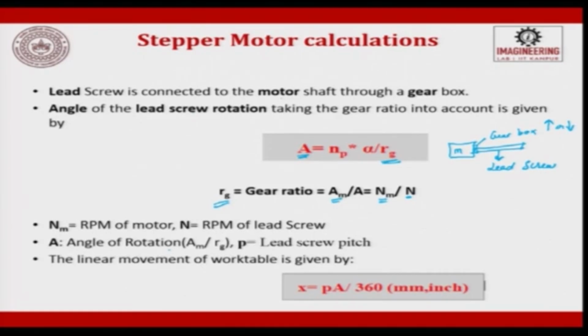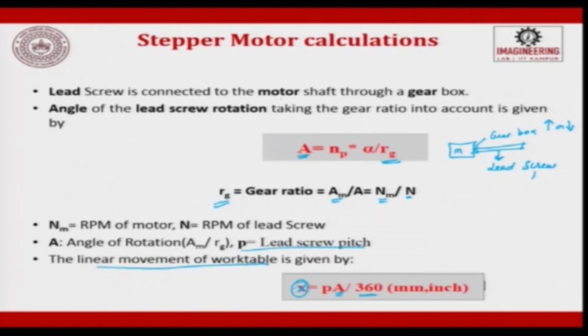A is the angle of rotation, which is nothing but Am by Rg. Rg is the gear ratio. Am is the pulses, which we saw in the previous slide, and P is the pitch. So, if the linear movement of a work table is to be given, it is nothing but X is equal to P into A divided by 360. That is what is to be done to find out the linear movement of the work table.